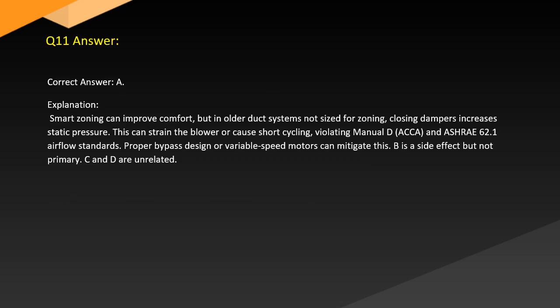Answer. Correct answer: A. Explanation. Smart zoning can improve comfort, but in older duct systems not sized for zoning, closing dampers increases static pressure. This can strain the blower or cause short cycling, violating Manual D and ASHRAE 62.1 airflow standards. Proper bypass design or variable speed motors can mitigate this. B is a side effect but not primary. C and D are unrelated.